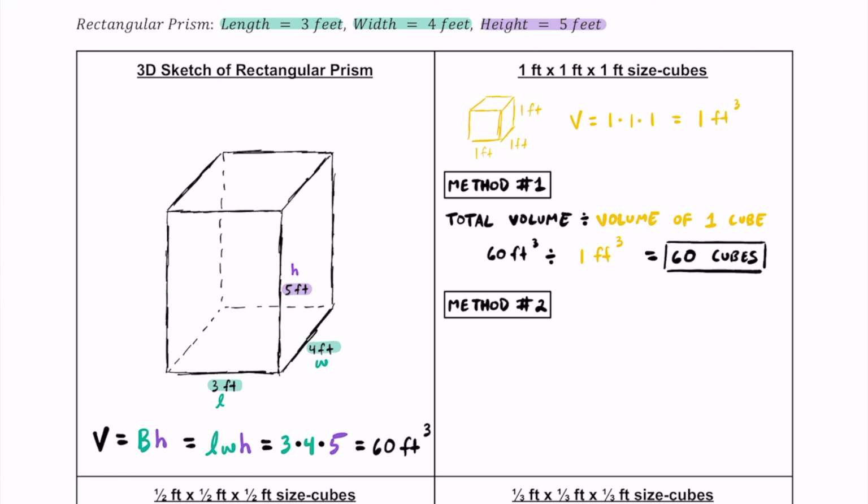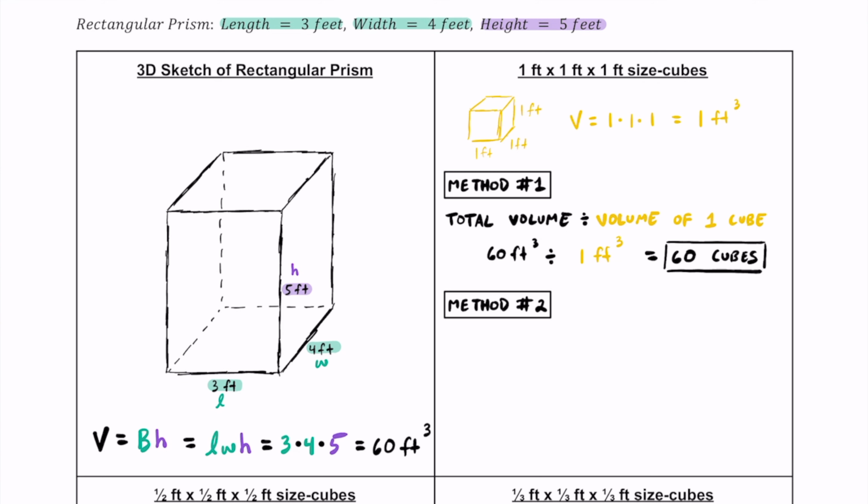Here's method 2. For method 2, let's just see how many of these cubes would fit in each of the dimensions of the rectangular prism. So we know that we have this 1 by 1 by 1 cube here, so go ahead and take a look at the length. The length is going to be 1 foot, and so we're going to see how many of those would fit across the length of this actual rectangular prism. So we're going to see how many 1s fit into 3.